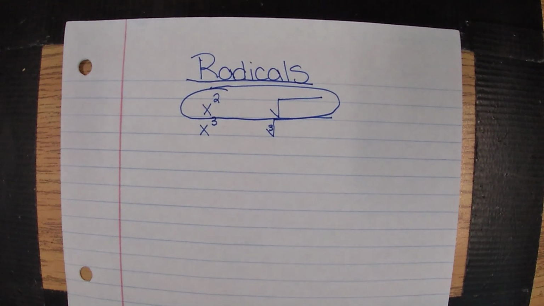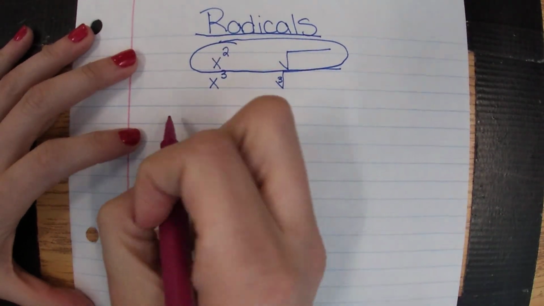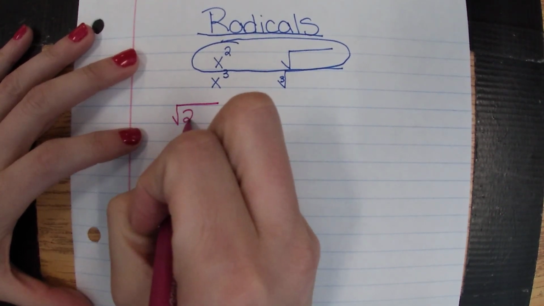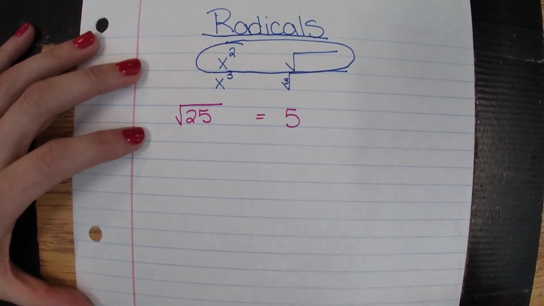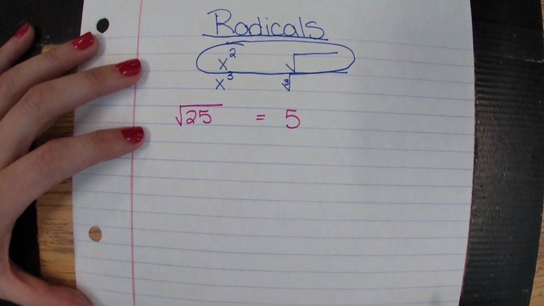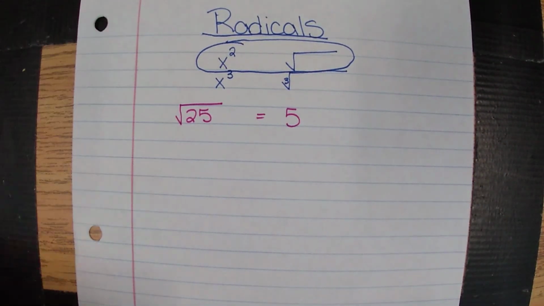Now, we've already talked about factoring perfect squares, so those perfect squares, square roots, hopefully we feel okay with. So if we have something like the square root of 25, we know that the square root of 25 is 5 because 5 times 5 is 25, right? 5 squared is 25. We know that the square root of 36 is 6 because 6 times 6 is 36.